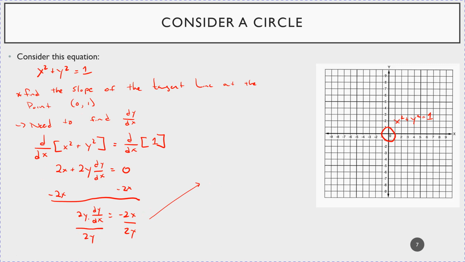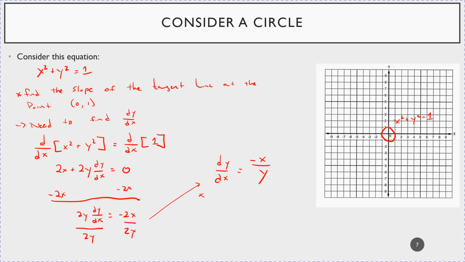And look what happens when I do. 2y cancels here, and I'm left with dy/dx is equal to, the 2's are going to cancel, negative x over y. All right, so whenever you do implicit differentiation, your dy/dx will involve both variables, okay? And that's okay, because remember, with these types of equations we just can't solve for one variable. So it would make sense that our derivative would contain both variables.